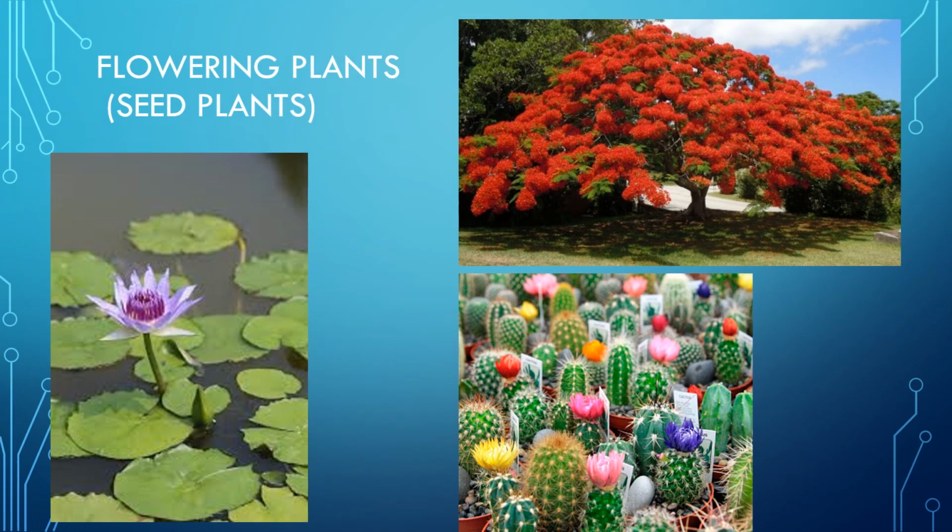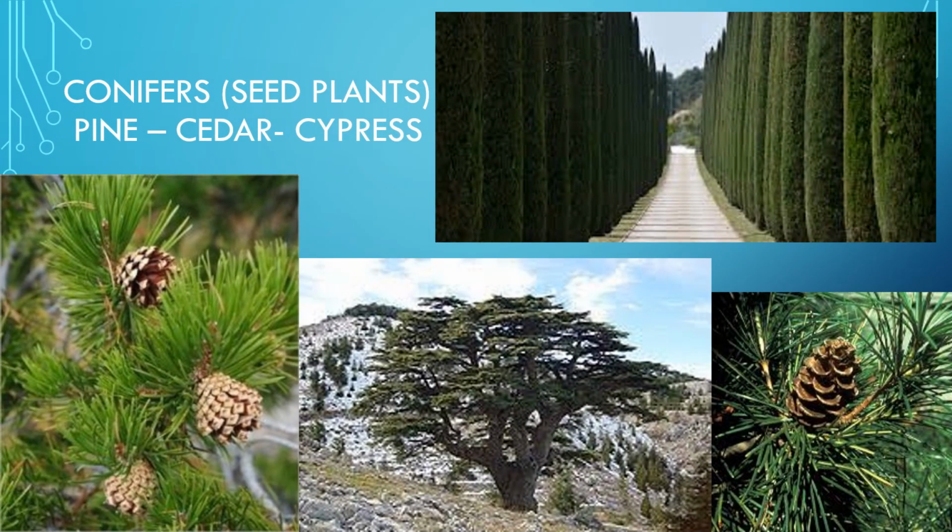As we said, all seed plants are vascular. Seed plants can be flowering plants, plants that make flowers which become fruits. For example, we have here the lily pads, because you see flowers, and of course we have this beautiful tree. It's a flowering plant, and cacti are also flowering plants. So any plant that makes flowers and fruits is a seed plant, and of course it's vascular as well, because all seed plants are vascular.